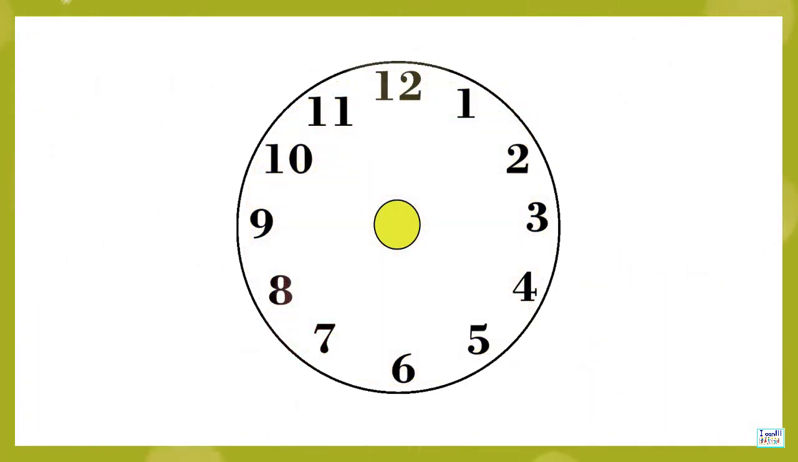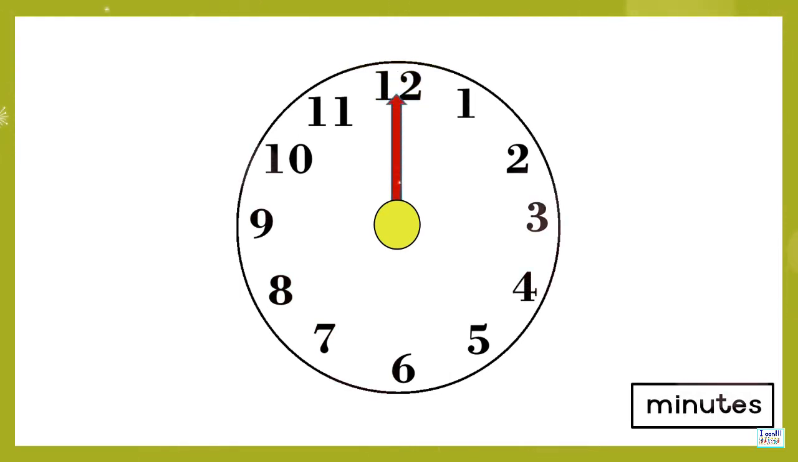We're going to look at minutes. The long arm indicates minutes. The short arm indicates hours. The long arm is very fast. It goes all the way around in an hour. The short arm only moves one slice.